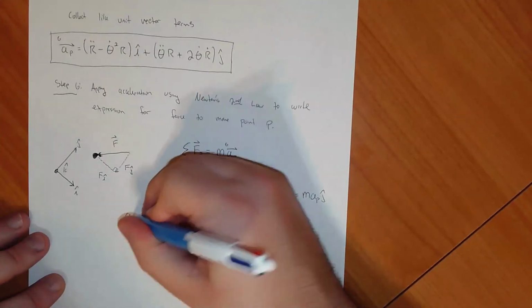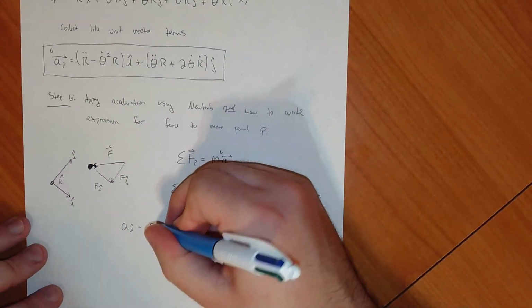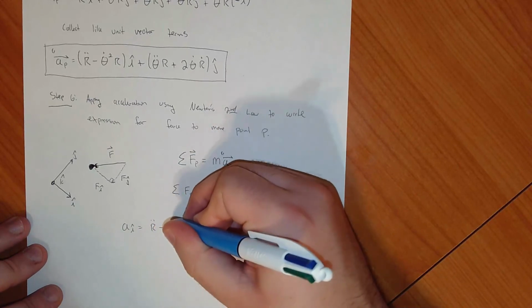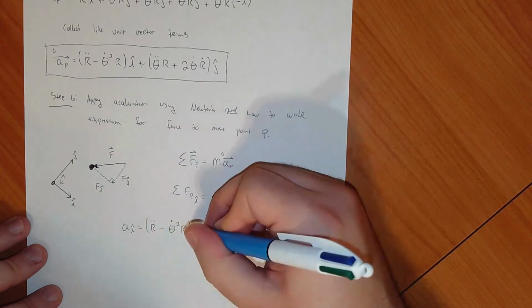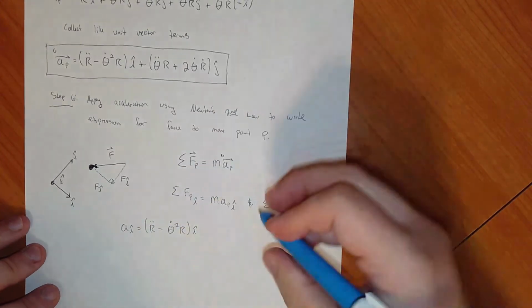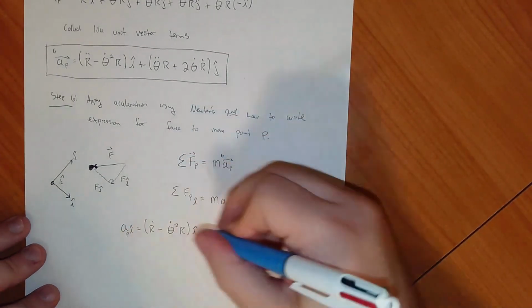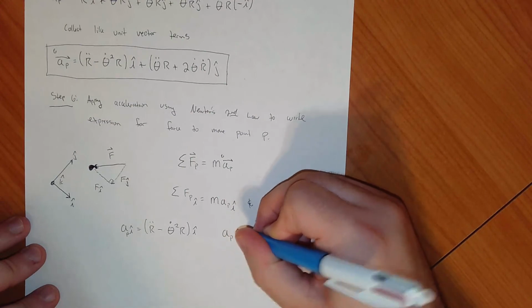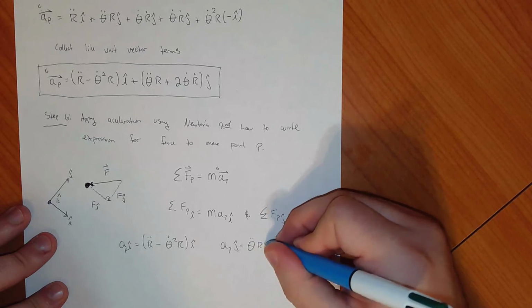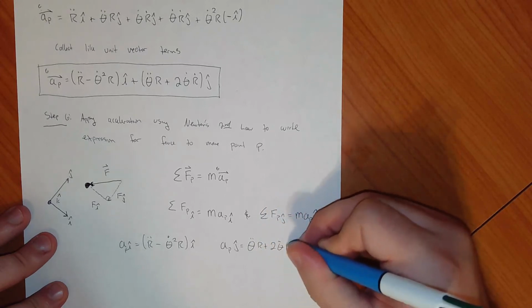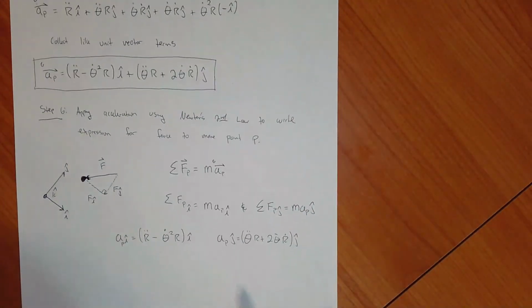So I know that the acceleration in the i hat direction is just this first part of the expression. So it's r double dot minus r theta dot squared, there we go, r in the i hat direction. And I know that A, and these are A of P, so A of P in the j hat direction is just equal to the second part. So theta double dot r plus 2 theta dot r dot in the j hat direction. Okay, right. So we got those.